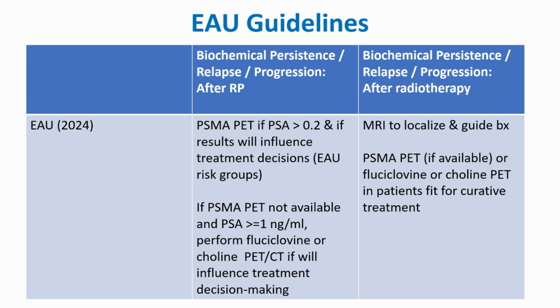And then after radiotherapy for biochemical progression, first you can get an MRI to localize and guide biopsy, and once again a PSMA PET if it's available, or a fluciclovine or choline PET in patients fit for curative treatment. So once again, if it's going to help guide decision making.